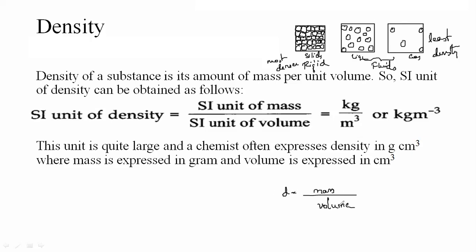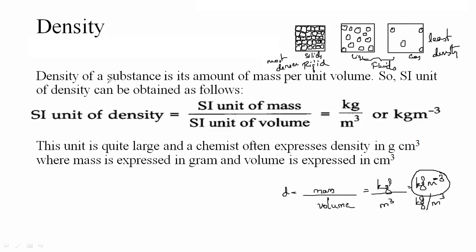It is called density, mass by volume. So what is the unit for mass? It is kg. Volume is meter cube. So the SI unit of density is kg per meter cube. Usually we used to write it like this, kg per meter cube, but this is not followed nowadays. We write it like this. This is the correct way of representing.